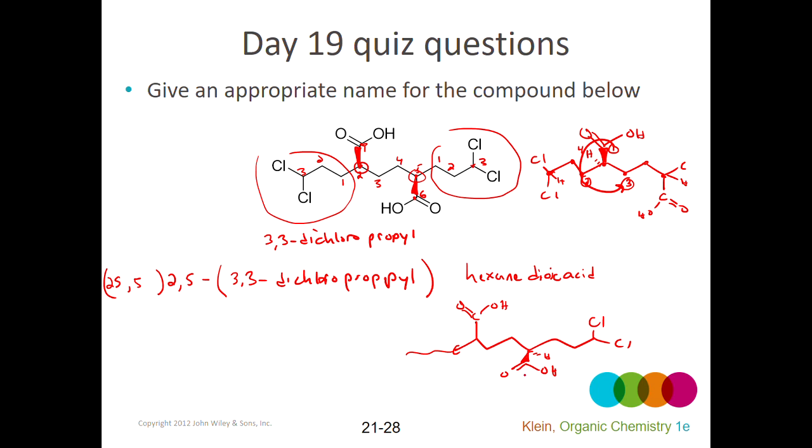So the prioritization will be the same. Priority 1, priority 2, priority 3. And so this will be going 1 to 2 to 3. Also counterclockwise. And with the fourth priority group pointing back, that makes that one also S.